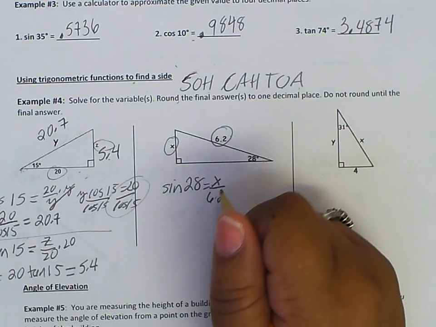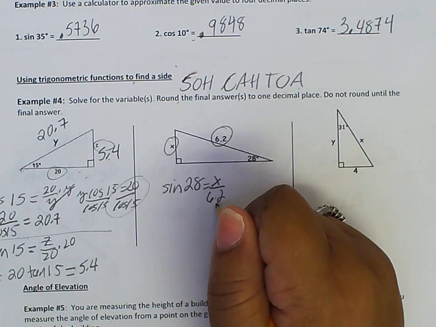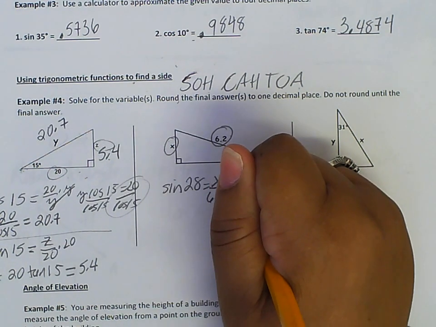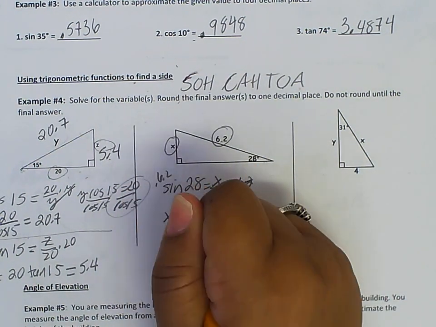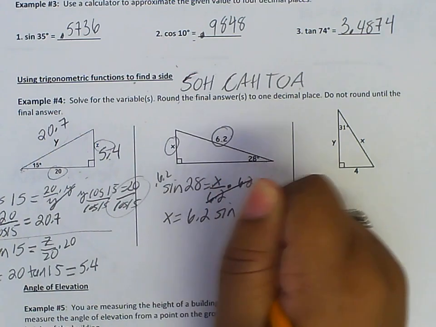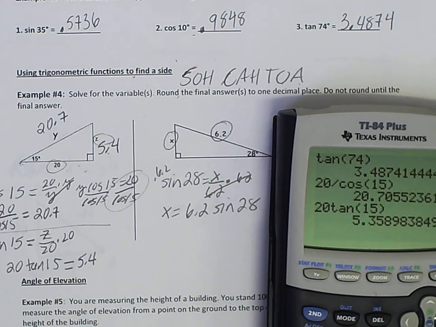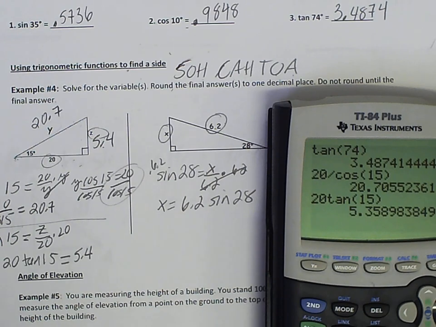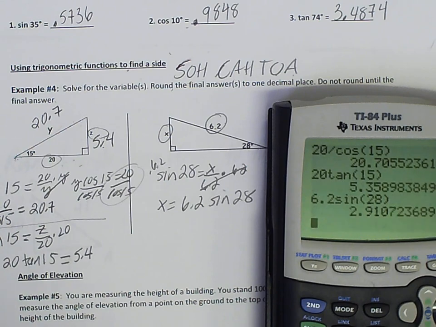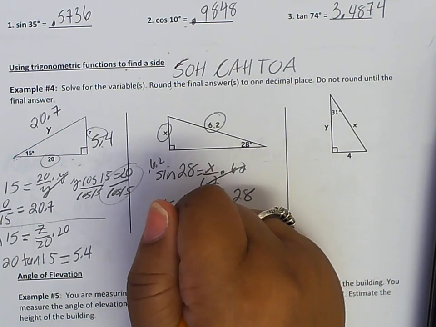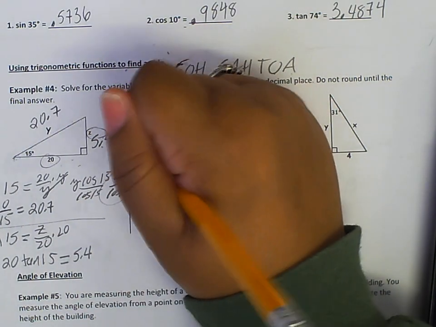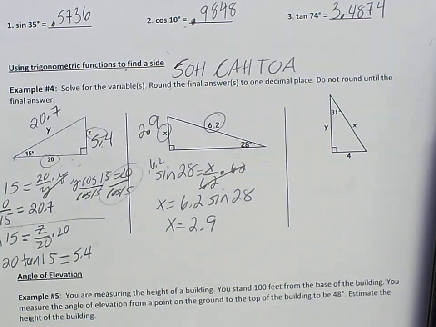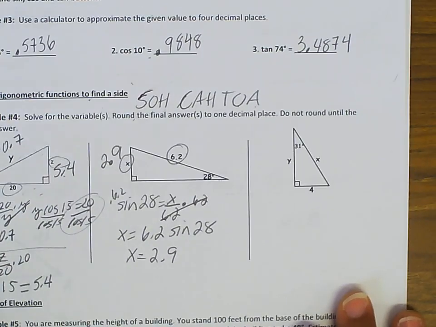Again, like before, if I want to get x by itself, I need to get rid of the 6.2. So I'm going to multiply 6.2 on both sides. Okay, so now we have x equals 6.2 sine of 28. So now I'll just get my calculator out. It's still in degree mode because I haven't changed anything. Type that in exactly the way you wrote it. Go to 1 decimal place, it's 2.9. Let me put my decimal in there. All right, let's do one more, and then we've got a few more examples.